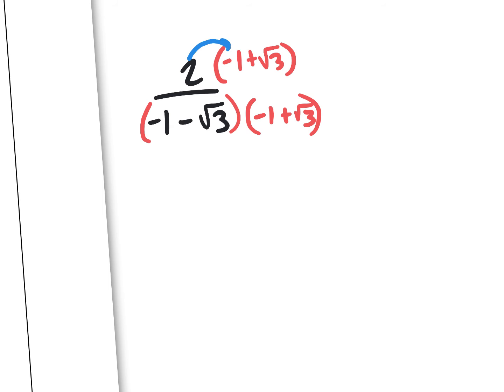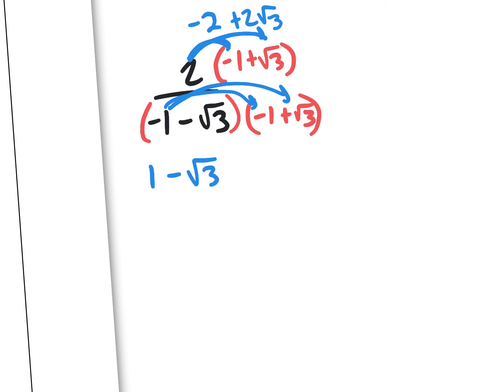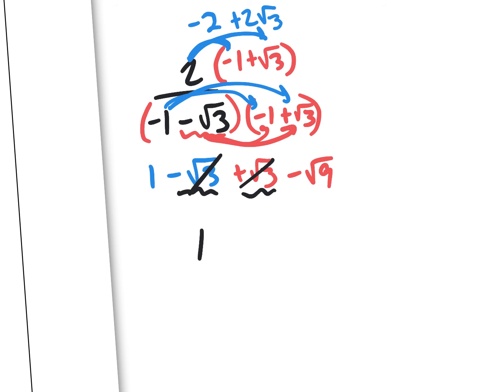And doing the work here, 2 times negative 1 is negative 2. 2 times positive square root of 3 is positive 2 square root of 3. So that's the numerator. Down here, negative 1 times negative 1 is positive 1. Negative 1 times square root of 3 is negative square root of 3. And then we have negative square root of 3 times negative 1. That's a positive square root of 3. And negative square root of 3 times positive square root of 3 is a negative square root of 9, which ends up giving you just 3, right? So the middle terms eliminate. You have 1 minus 3, so 1 minus 3 is negative 2.